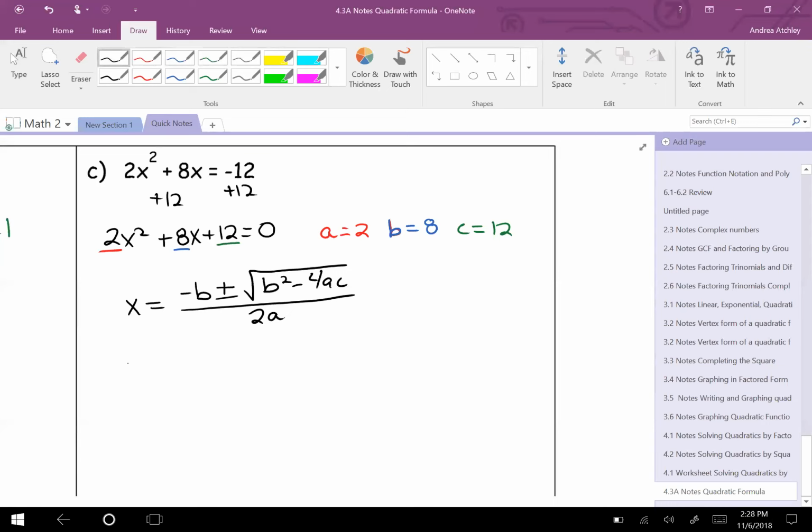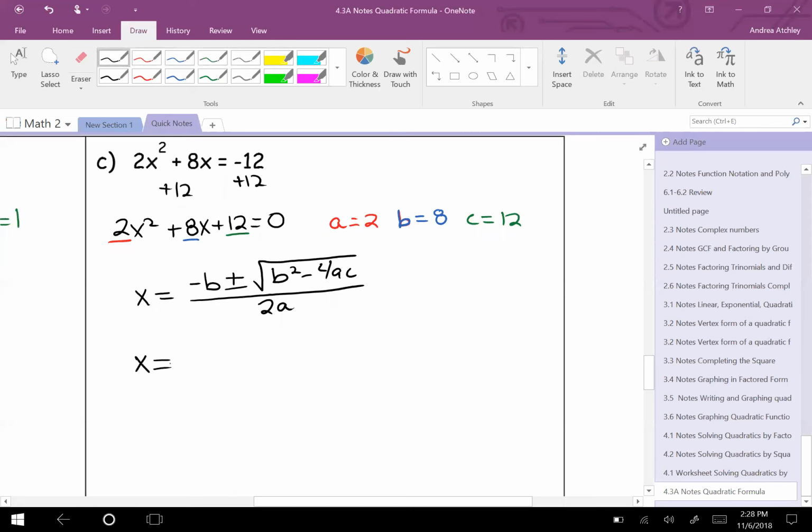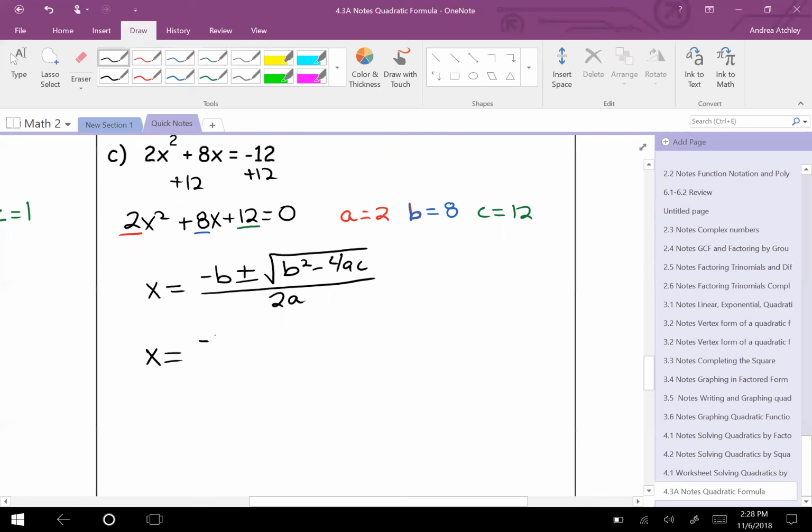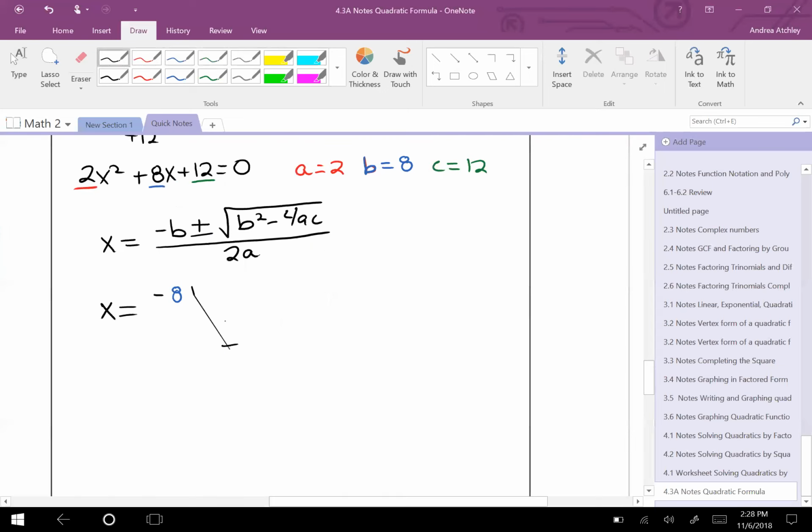Okay, so then we plug it in. X equals negative b. We're going to plug an 8 into negative b. It becomes negative 8. Then plus or minus the square root of 8 squared minus 4 times 2 times 12. And it's all over 2 times 2.